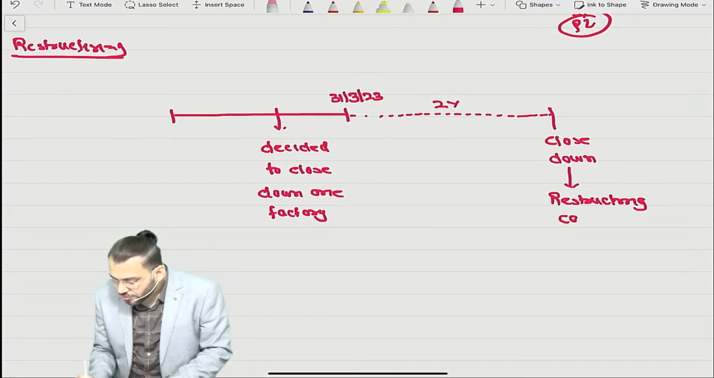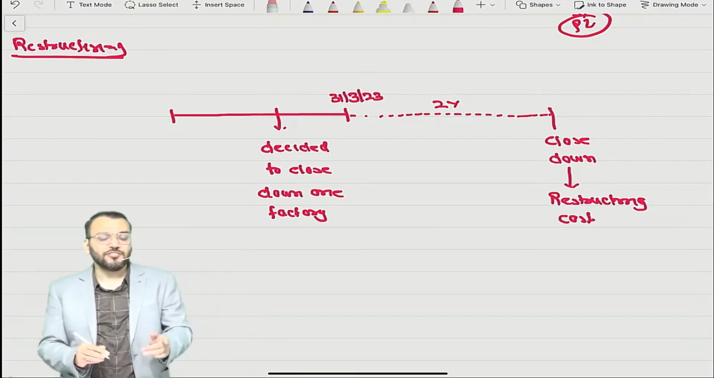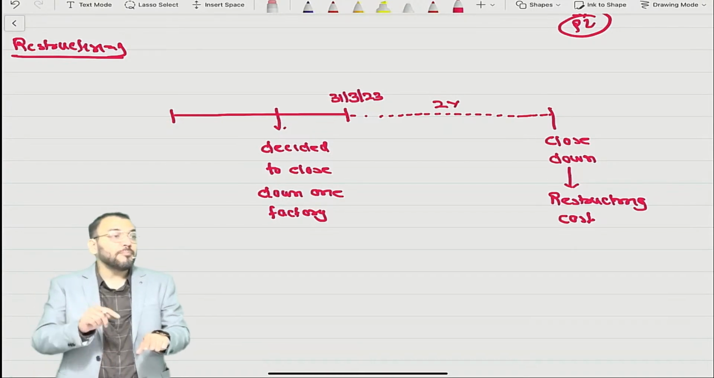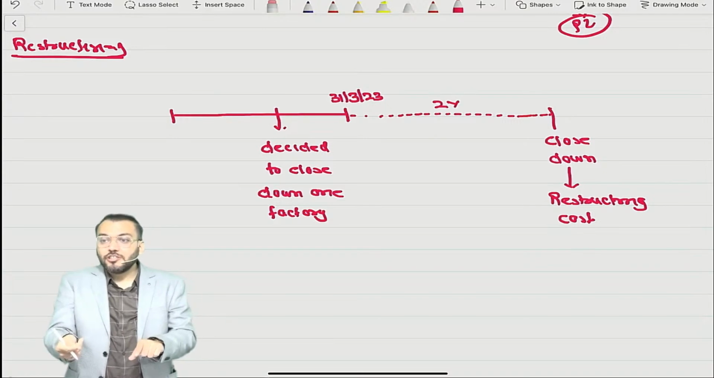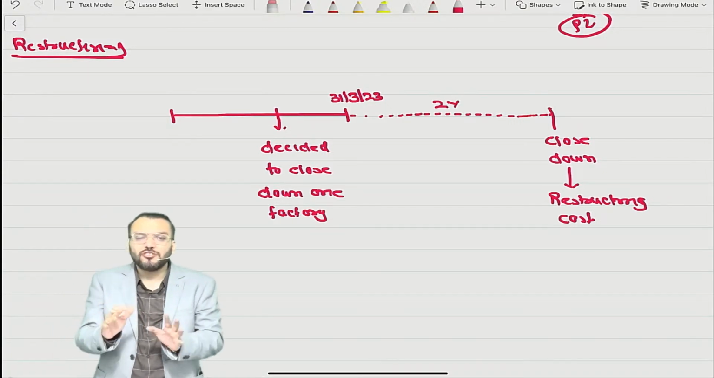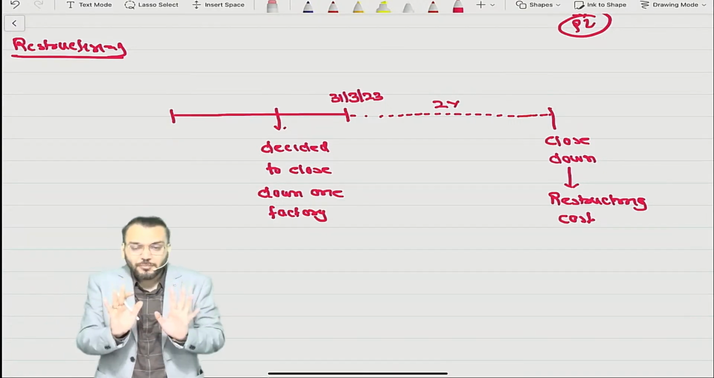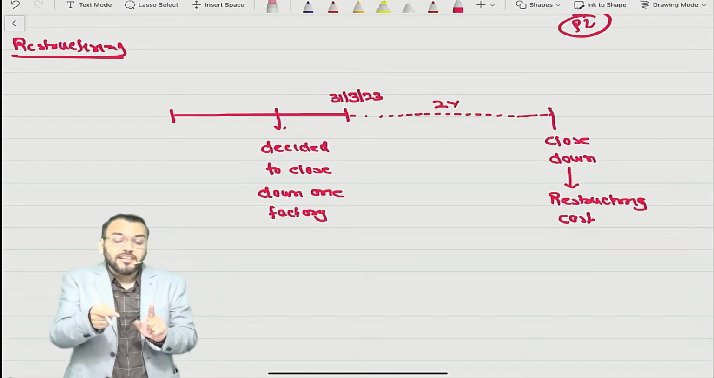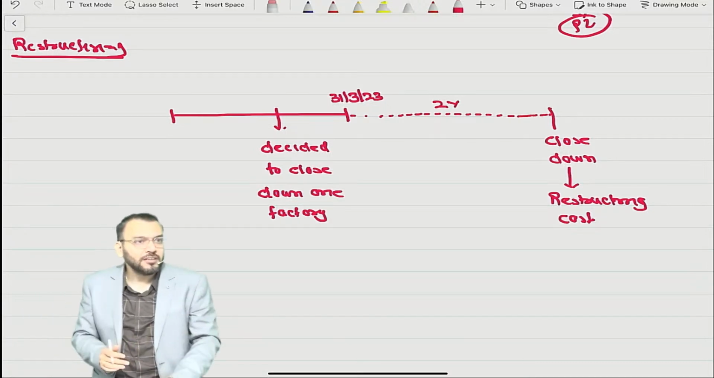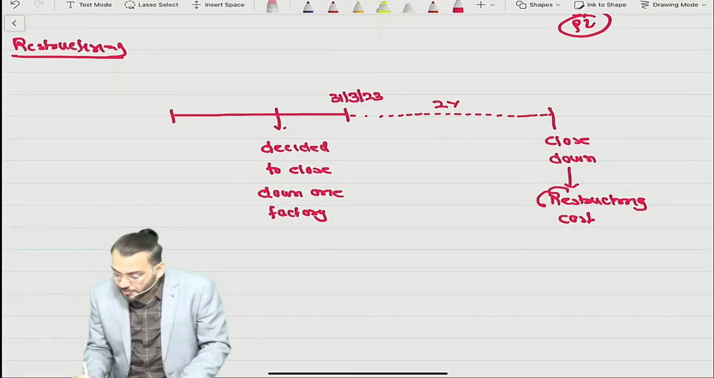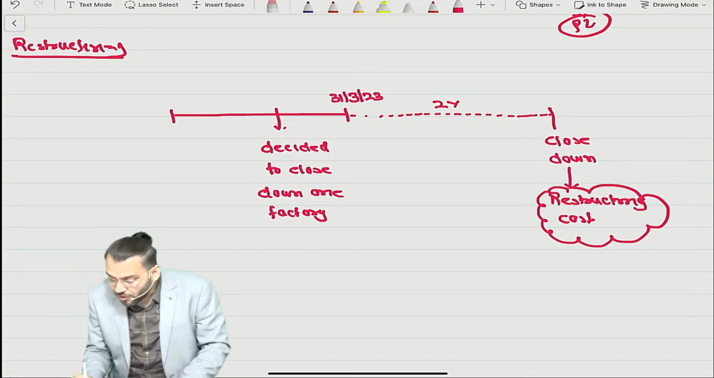One example of restructuring cost is that we need to pay compensation to the employees because they will be terminated. So we need to pay huge compensation to labor, etc. That can be one directly related cost of restructuring, or there can be some legal expenses, etc. Correct, so we need to incur some restructuring cost.